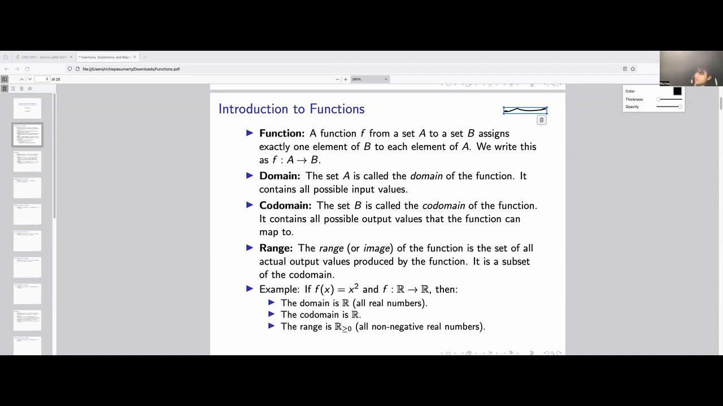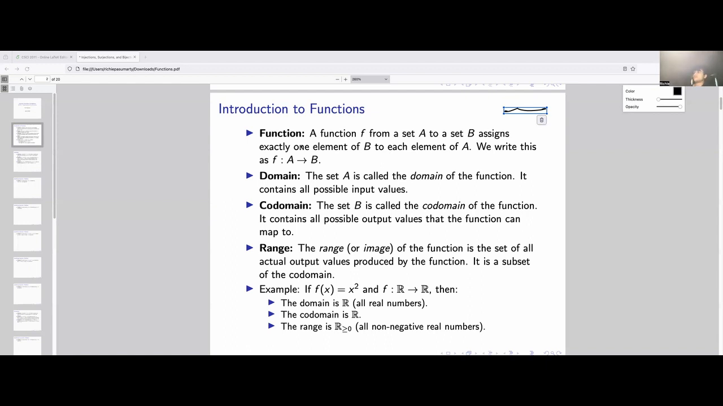So a function f from a set A to set B assigns exactly one element of B to each element of A. Basically, a function takes something in and spits exactly one thing out. Let's say I plug in the value 2 into a function and I get out the value 5. Then every single time I need to get out the value 5. It's not like sometimes I get the value 5, sometimes I get the value 8. That would not be a function. A function is something which takes in one thing and spits out another thing.